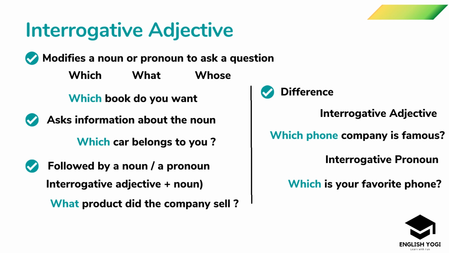What are the interrogative adjectives? Which, what, and whose. In the first example, "Which book do you want?" They ask for information about the noun. "Which car belongs to you?"